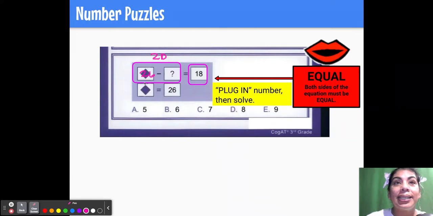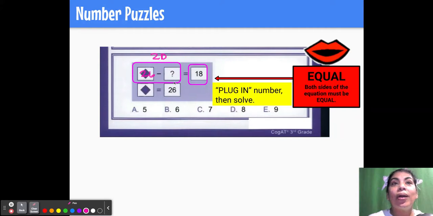So if this is 26, what is going to make 18? You're going to have to subtract. And the question is, how much do you have to subtract to make 26 into 18? I'm going to give you a second so you can figure out in your head what the answer might be. Okay? So we know it's not 5, we know it's not 6.